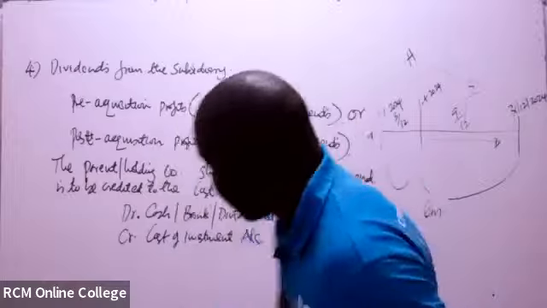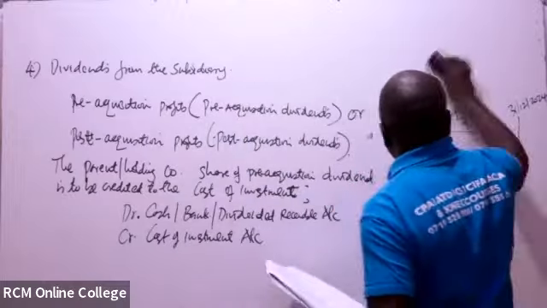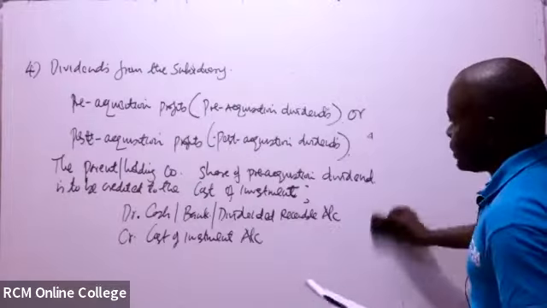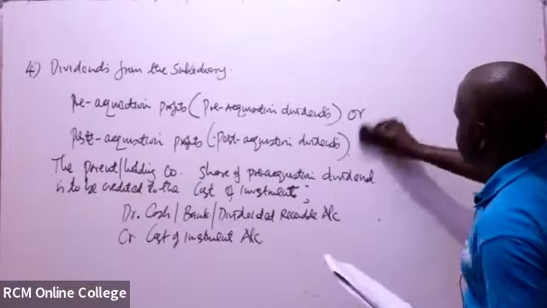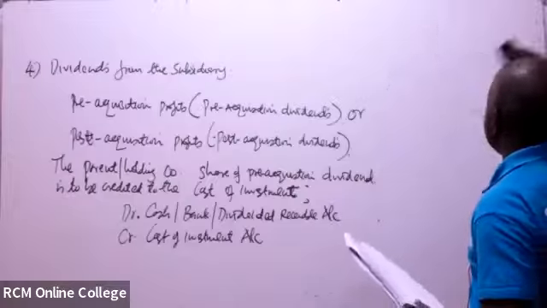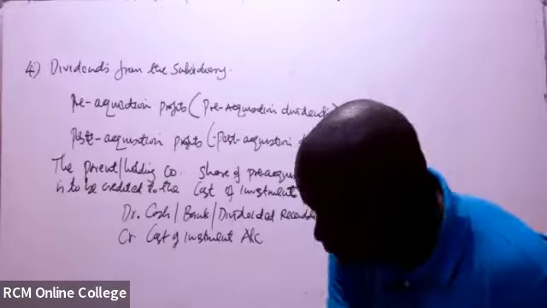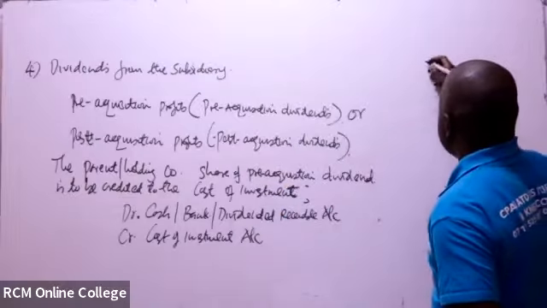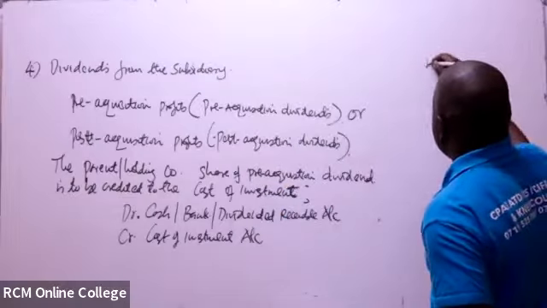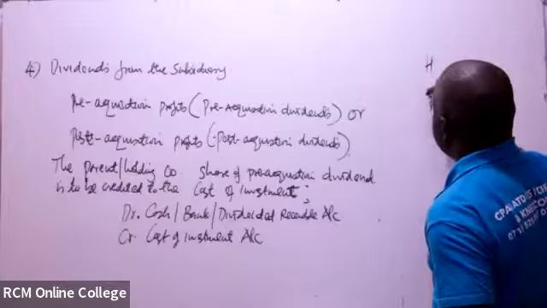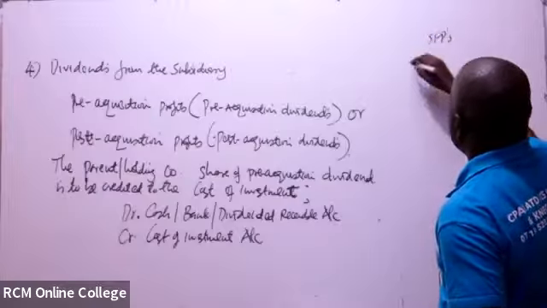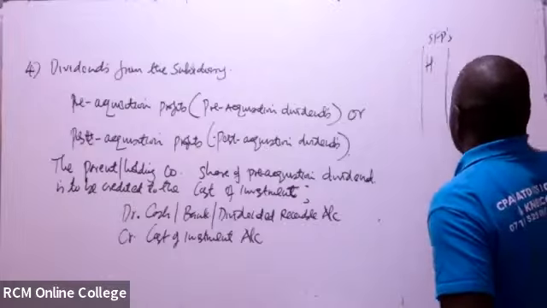There'll be something you'll likely be given. You'll likely see something like this in what you'll be presented with. This cost of investment will likely appear. In this case, it will likely be the statements of financial position for the holding company and the subsidiary, the two companies. You'll see something like this in the question.